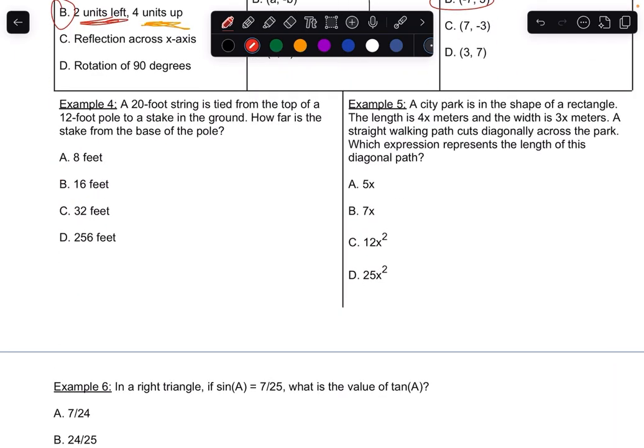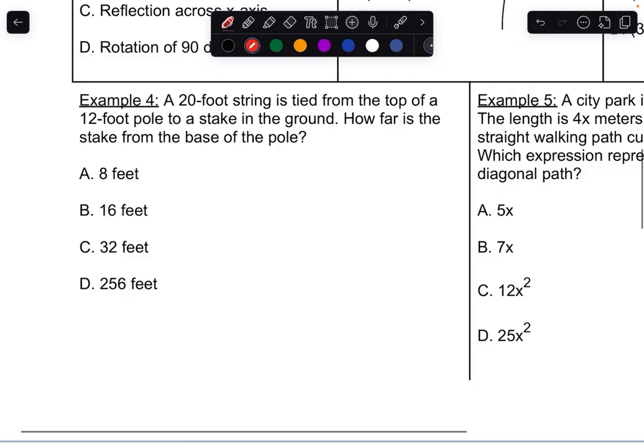We love it. We got to use it. Okay. They may or may not give you a picture. So in this case, if you haven't already, especially, it's silly. Draw a picture. You know it's going to be a right triangle. So draw a picture. Great. Hopefully your picture looks something like this.